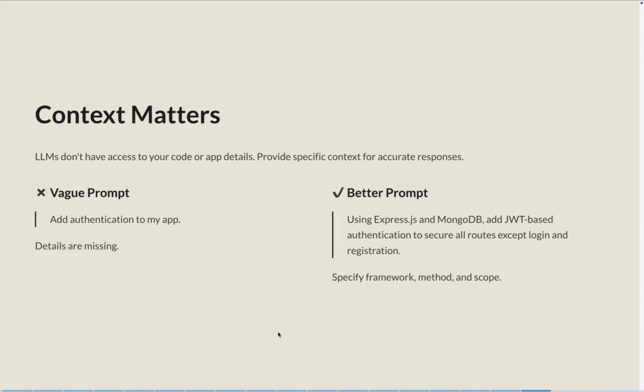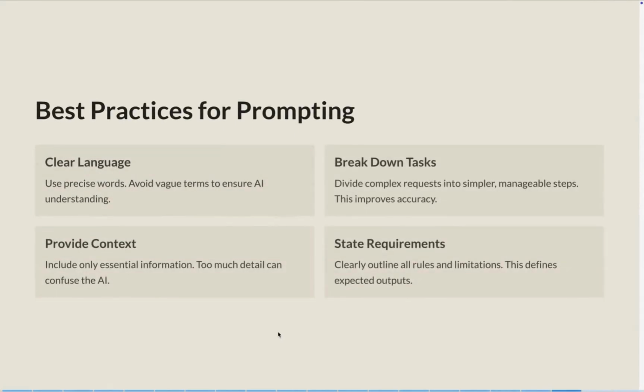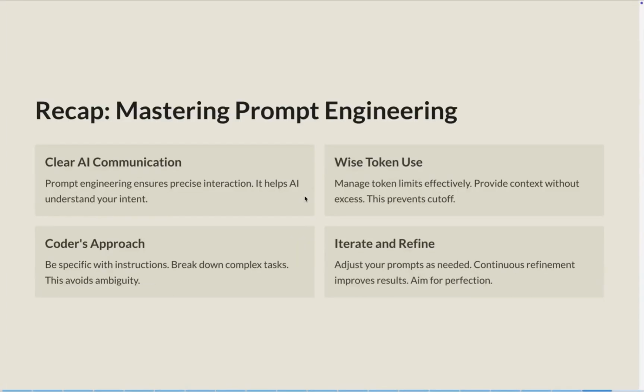Slide 14, best practices for prompting. To wrap up best practices, use clear language. Break down complex tasks. Provide the right context. Not too much, not too little. And clearly state requirements and limitations so the AI knows exactly what to produce. Slide 15, recap, mastering prompt engineering. To master prompt engineering, communicate clearly with the AI. Manage token limits wisely. Be specific and structured like a coder, and refine continuously. Your first prompt won't always be perfect, but each iteration brings you closer to what you need.